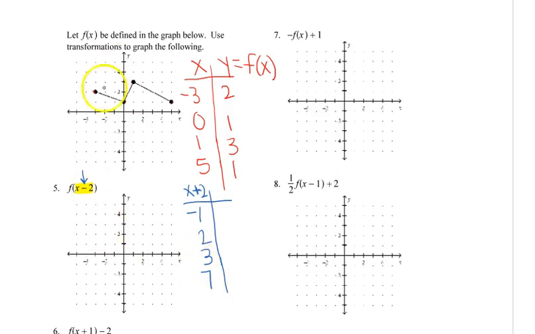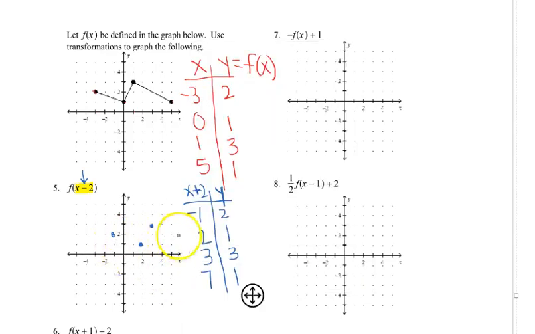Now, if I look on the outside of f, there's a 1 there. If I look in the back of f, there's a 0 there. That means we're not doing anything to my f. I'm not doing anything to my y. So the y's stay the same as what we started with. 2, 1, 3, 1. And then you plot these points. Negative 1 up 2, 2, 1, 3, 3, and 7, 1.